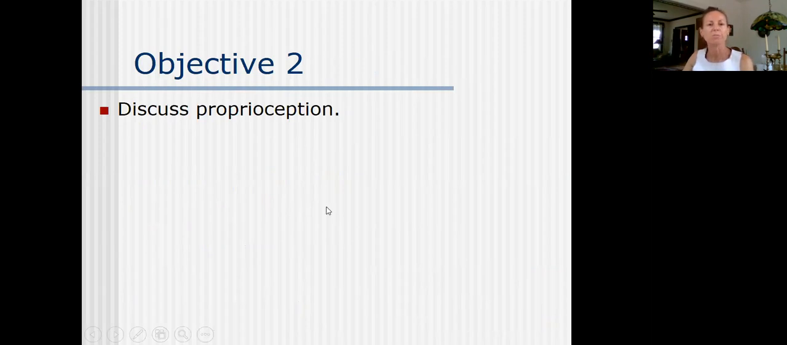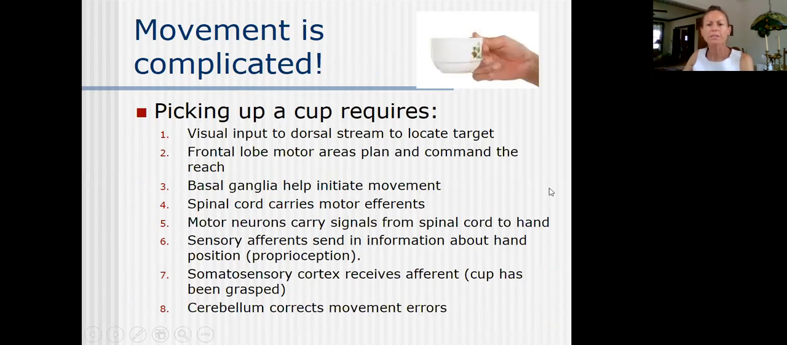Okay, so we're going to discuss proprioception next. Proprioception is sensory information coming into the brain about the body. And this will just give you an idea of what movement involves. We have visual input to the dorsal stream to locate a target. So let's say you're going to pick up a cup. You're going to get visual input on where that cup is located, right? The cup is over there. We're going to try to pick it up that way.